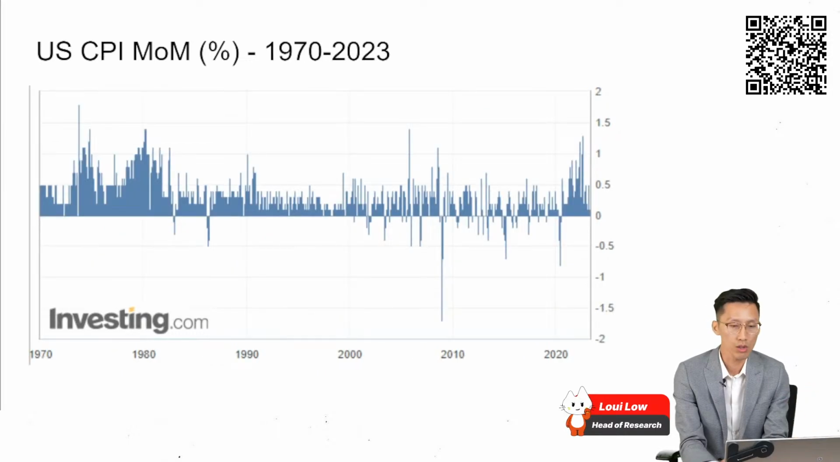But overall, if you take note of the past since 1970, it is within this range. Okay, it is within this range. So it has not been excessively high in terms of the month-on-month growth numbers on the consumer price index.